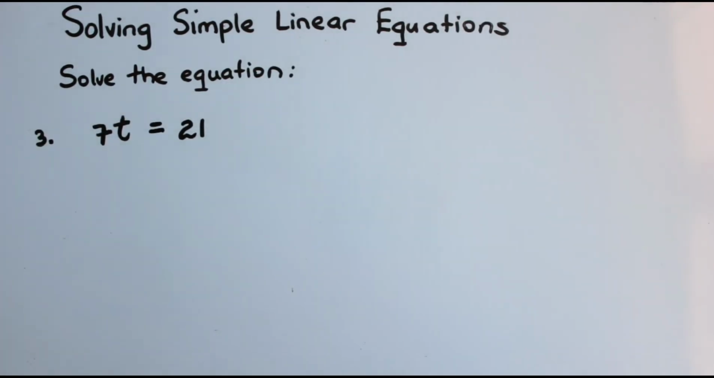Let's look at a third example. We have 7t equals 21. Again, I'm trying to solve for my unknown, which is t. So I need to get rid of that 7.